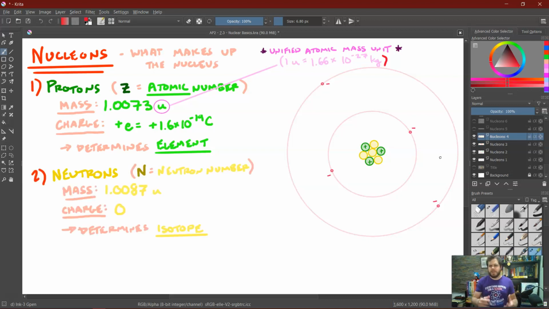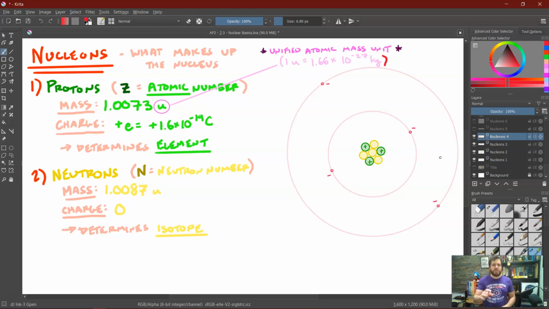Now, the second type of nucleon are, of course, neutrons, and the neutron number is the number of neutrons, which we abbreviate with a capital N, and the mass of a neutron is 1.0087 U, slightly bigger than a proton, not much, and its charge, though, is 0. It has no charge at all, and so therefore does not experience the electric force. It doesn't get attracted or repelled from protons and electrons, etc. Now, the number of neutrons determines the isotope a specific atom is.